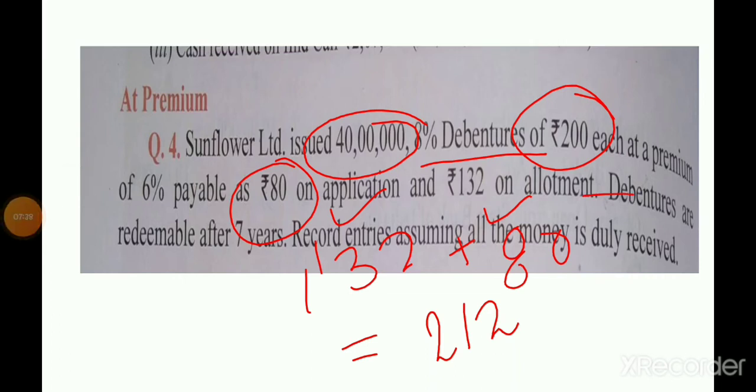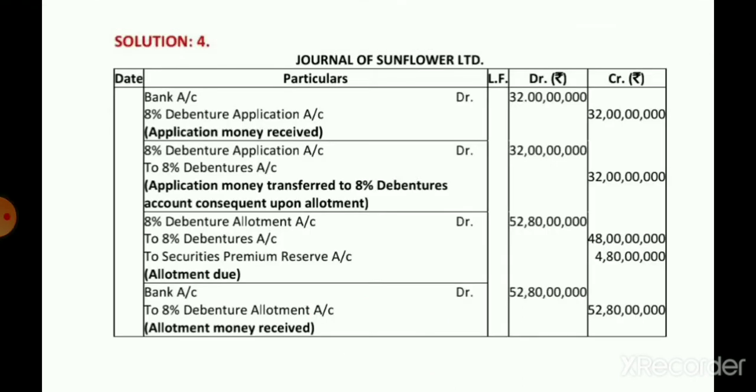Okay. So we demanded 80 rupees on application, so we will receive 32 crore, and the application amount is transferred to the debenture account. But as in the question there is no mention of premium, so the premium is payable on allotment. How much? 12 rupees, and similarly the amount is transferred to the debenture allotment. So this question is quite easy.